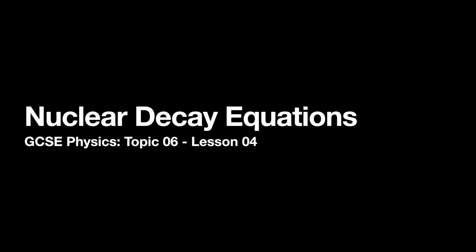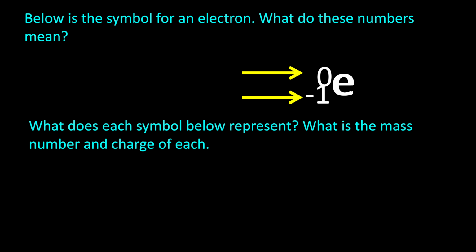Now, before we move on, let's quickly recall some of our topic 1 chemistry knowledge. This is the symbol for an electron. But what do these two numbers mean? We have one on top and one on the bottom. Pause the video and think.